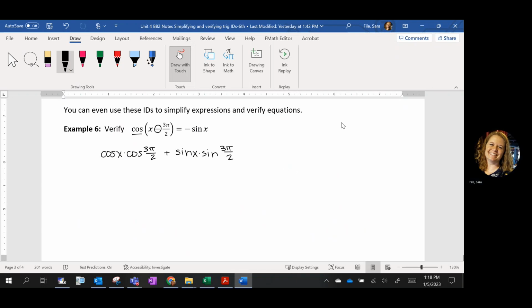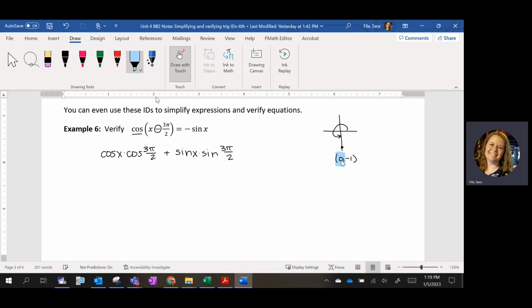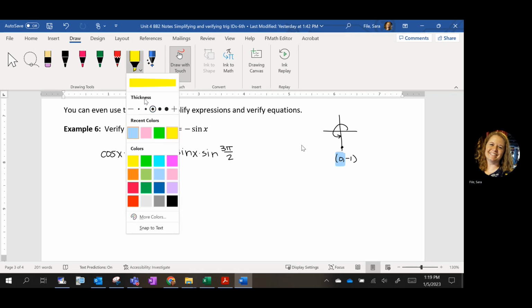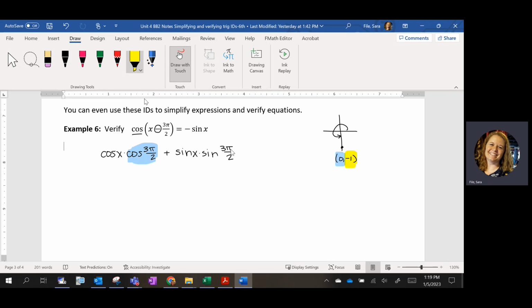Good. Refresher again, you may not have to put this on your notes, maybe you'll know it. And I drew that x-axis in the wrong spot. 3 pi halves, that's right here. What's the ordered pair? Zero, negative 1. Okay. So that is cosine at 3 pi halves, and that is sine at 3 pi halves.